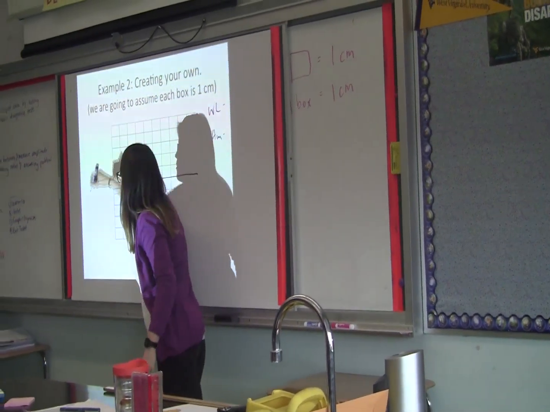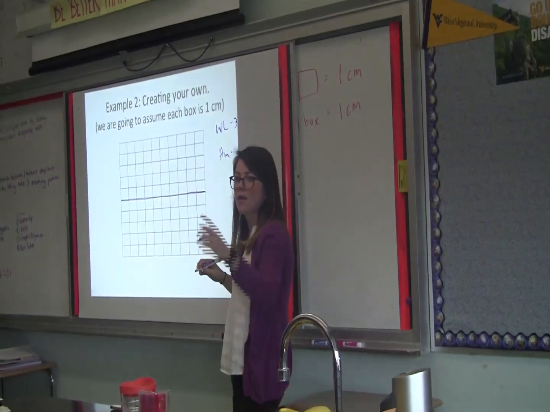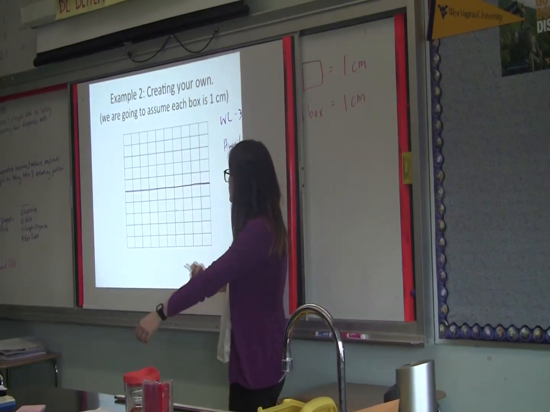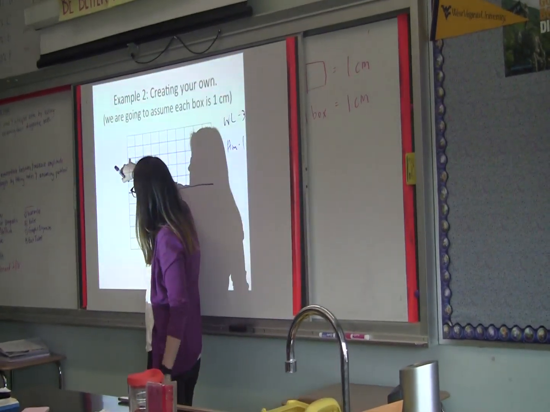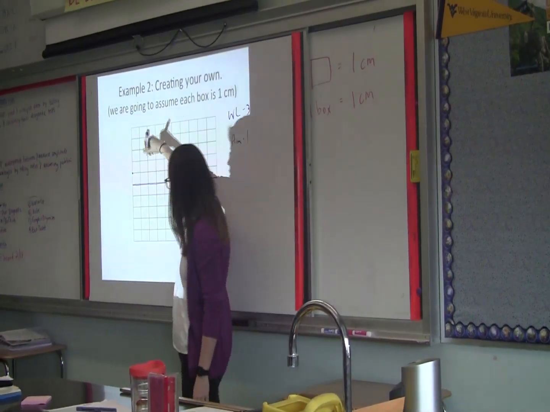Julia G, give me a number. 3. And Angela, give me another number. 1. All right. So my amplitude is 1, so I'm only going up 1. And my wavelength is 3, so I go over 3.